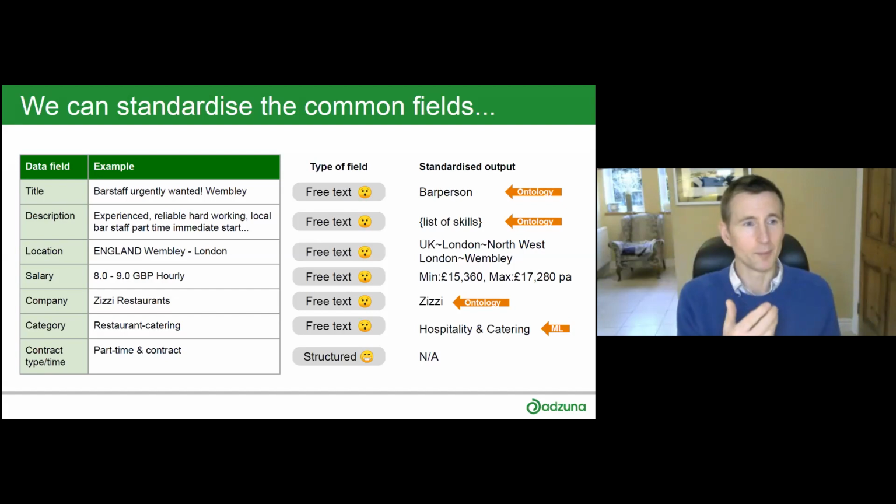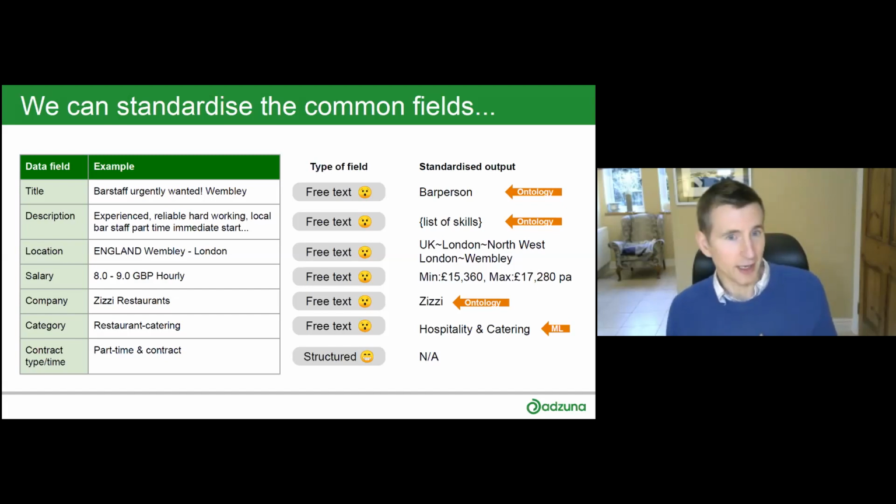But similar logic applies to the skills. So if you take the description, there's only one piece that we're pulling out of the description, but just pulling out the list of skills is a useful way of standardizing that data. The location is free text. You need some kind of a location tree or structure to be able to standardize that.